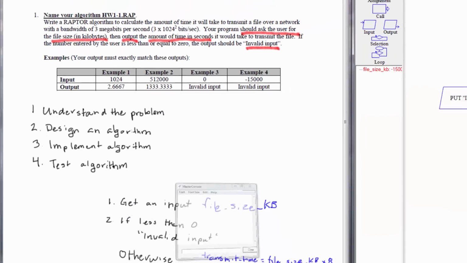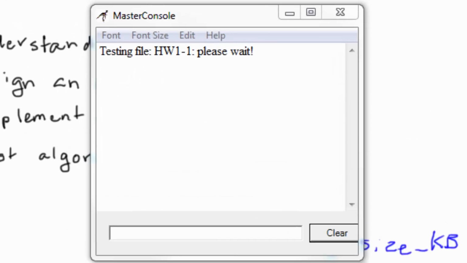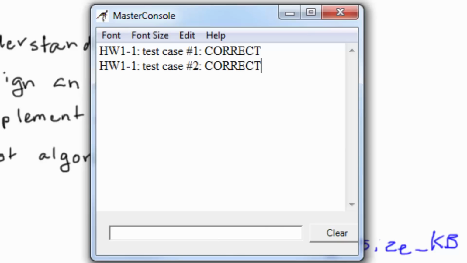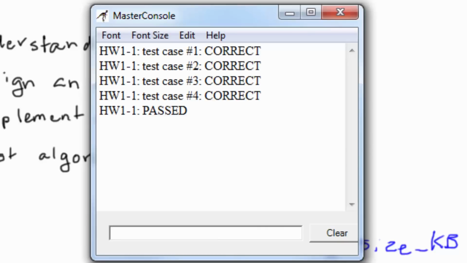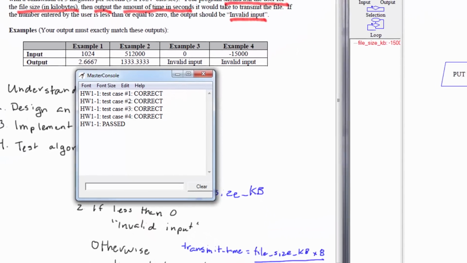With our algorithm passing all of our test cases, we're ready to test it against the server. And now we've verified that our algorithm passes all 4 of the test server's test cases, we can conclude that our algorithm is correct.